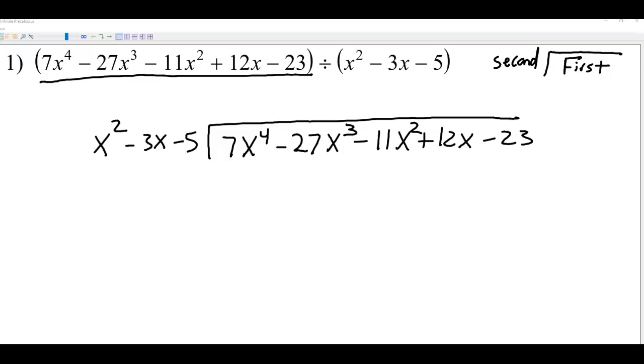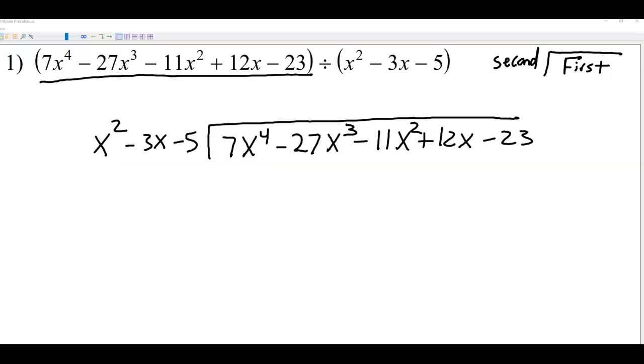All right, here we go. So what we're going to do is compare our very first number here with our very first number here, and I'm going to ask you, what would you have to multiply this by to get this? 7x squared. So I didn't want you to shout it out, but that's okay. But you're right, it is 7x squared.